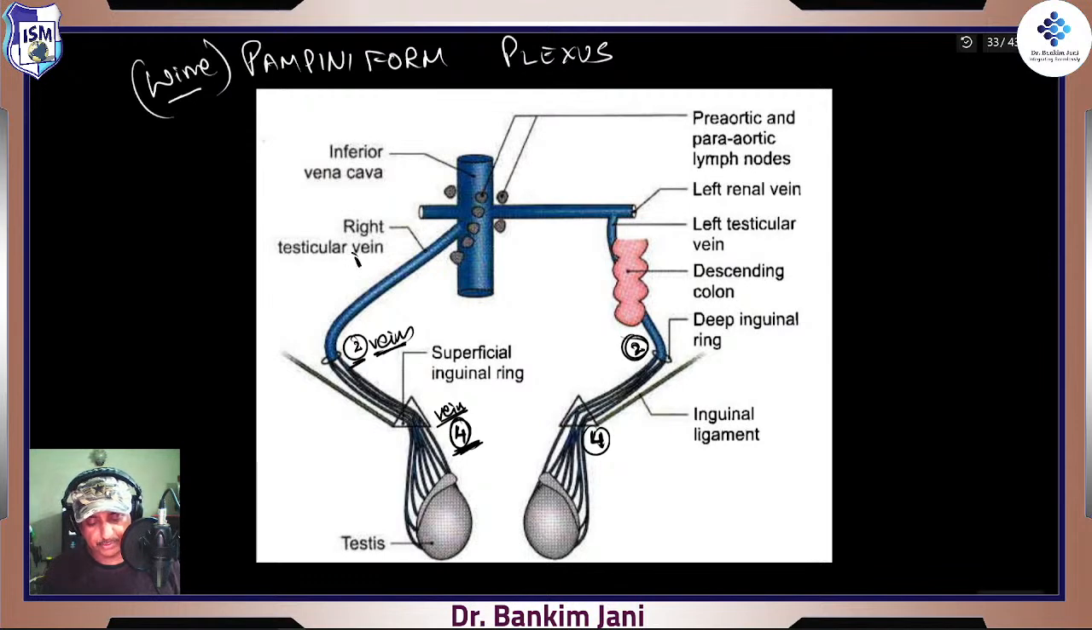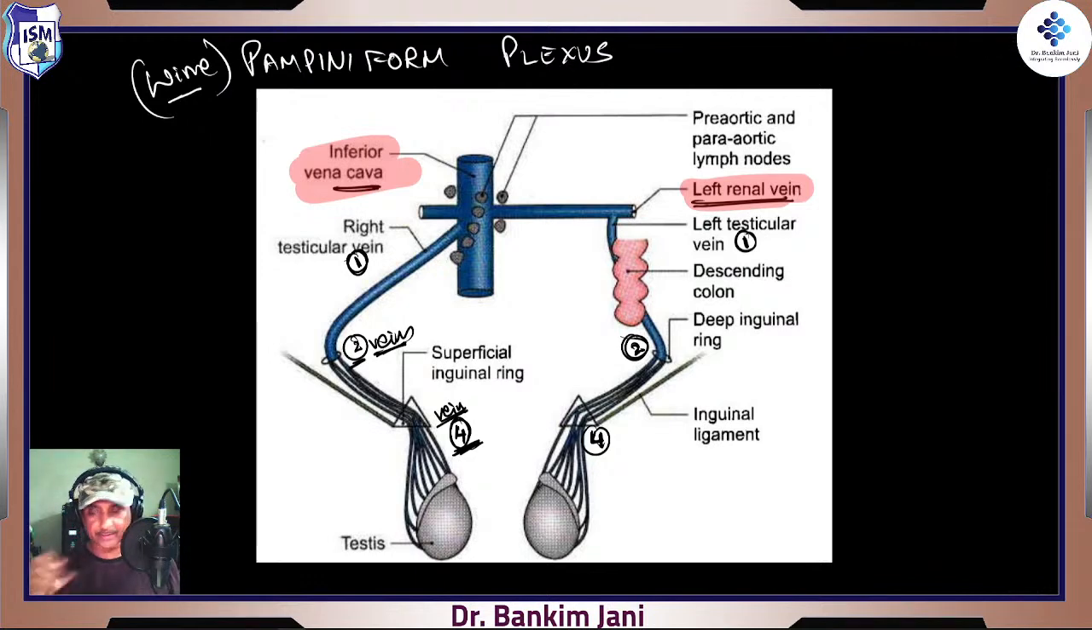So on the right side, it is right testicular vein. On the left side, it is left testicular vein, but they are one. Left testicular vein will drain in left renal vein, and right testicular vein will drain in inferior vena cava. Important point to remember, right? So highlighting it, do remember.